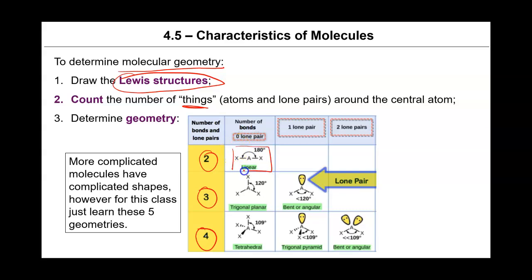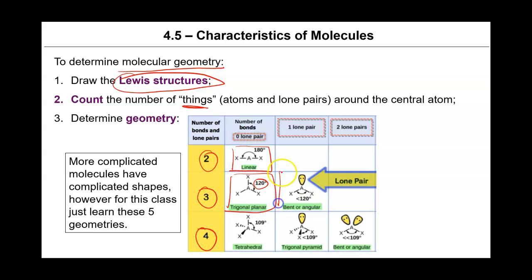If we have 2 things attached to our central atom, none of them are lone pairs, we will have a linear molecule with a bond angle of 180 degrees. If we have 3 things attached to our central atom and none of them are lone pairs, we will have a trigonal planar molecule and the bond angle will be 120 degrees.